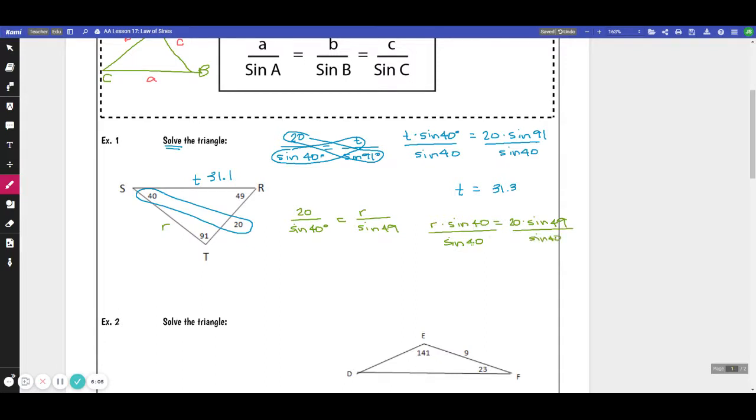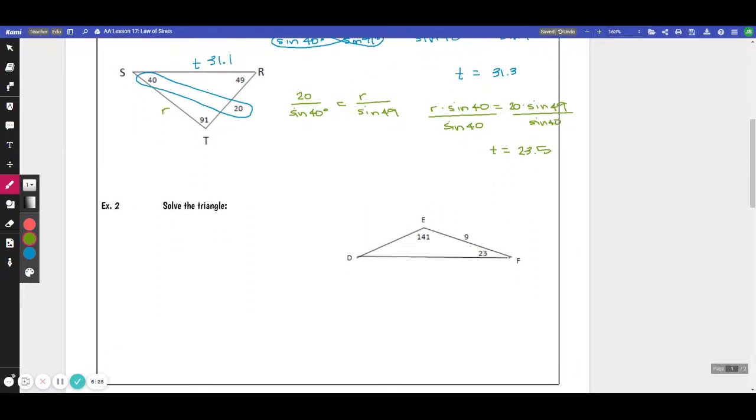So sine 40 divided by sine 40, that's 1, so r equals, the other side, you're going to use your calculator to evaluate, and I got 23.5. Okay.